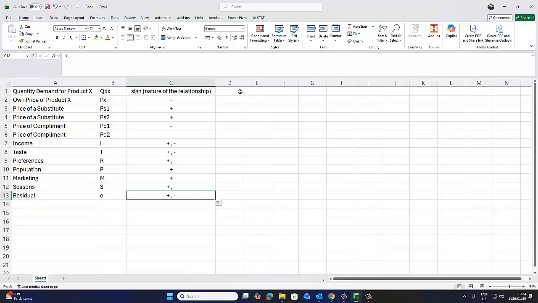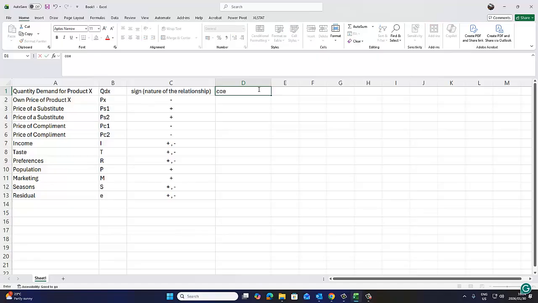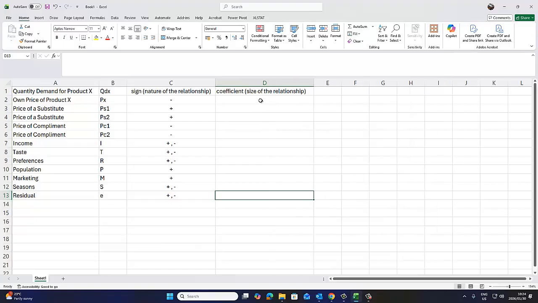Okay, so the next thing that we have to look at is the parameter or the coefficient. The coefficient gives the size of the relationship. That indicates the size of the relationship.